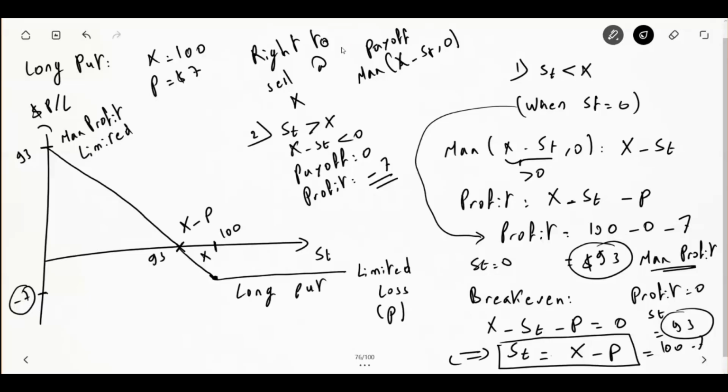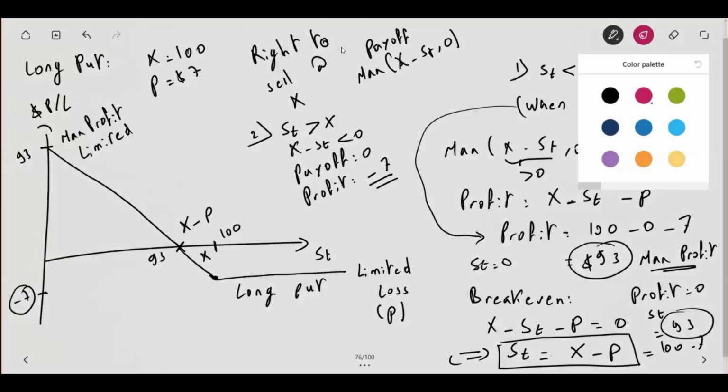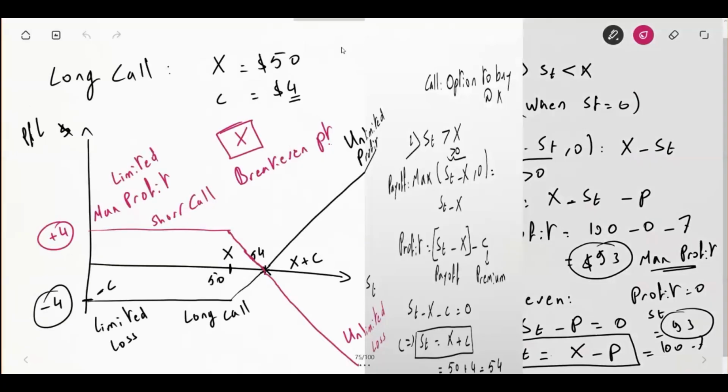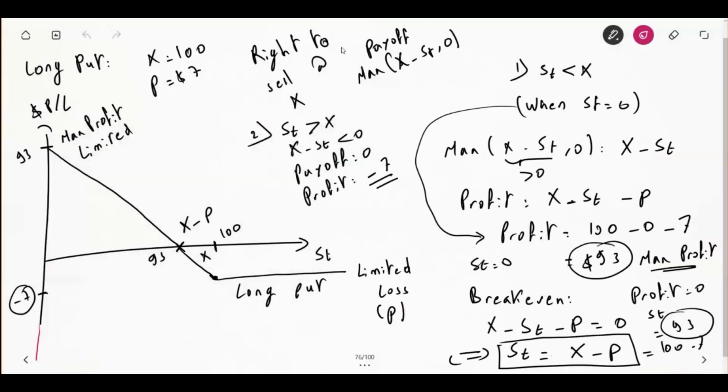If I want to consider the short put, it's a mirror image. It's exactly the opposite. So here I'm starting at minus 93. And then here, this is the maximum loss, which is limited. And the maximum profit is the $100, and this is when the stock price is above 100.